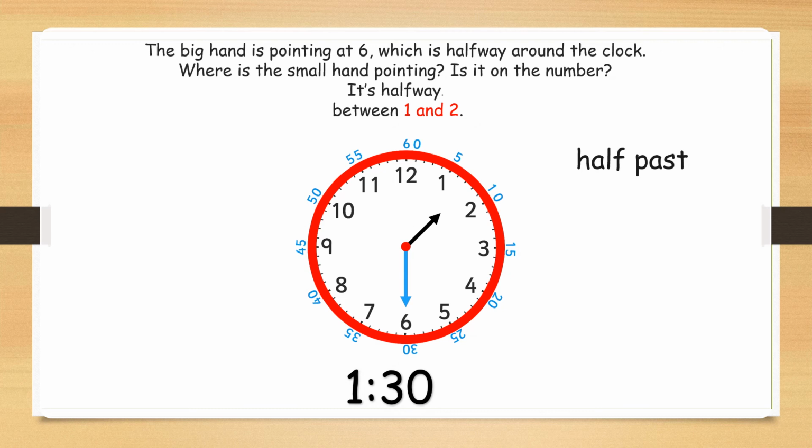And we're going to write this time as 1:30. That is, the hour hand is between 1 and 2, so we write 1. Now you count from the outside, see? Let's count 5, 10, 15, 20, 25, 30. So it is 1:30. Let's see another example.